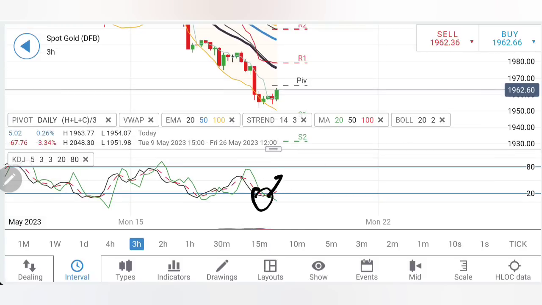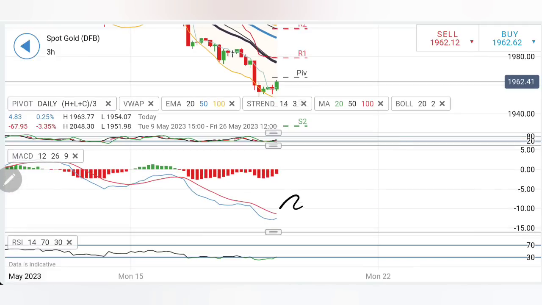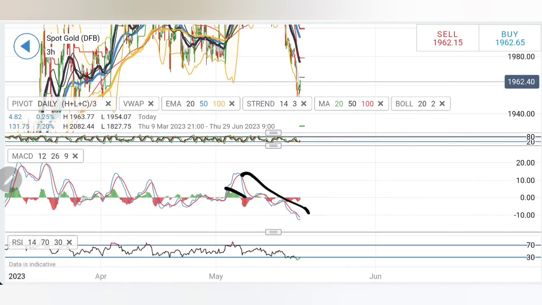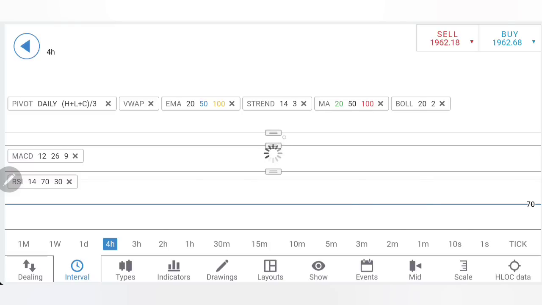Stochastic on the 3-hour charts is also trying to rise. It is looking upwards. And if you look at MACD, see the MACD here has in fact gone below minus 10, trying to converge here, and see this is a sharp drop here. Possibility of it to recover exists from here. RSI was trading oversold, trying to recover here.